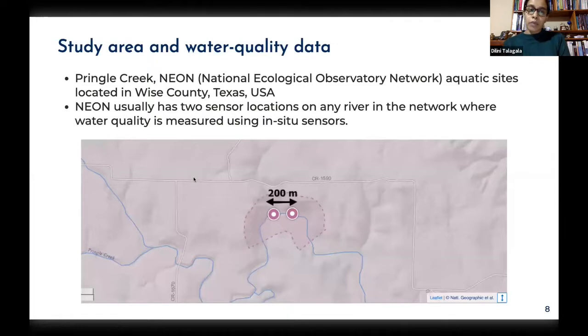I'm going to explain our algorithm using a case study. For this case study, we used Pringle Creek data from a National Ecological Observatory Network aquatic site located in Texas. One reason for us to use this data set is that NEON usually has two sensor locations on any river in the network where water quality is measured using in-situ sensors. During this process, we are very grateful to Guy Litt. He helped us a lot in understanding the nature of the data coming from this website.